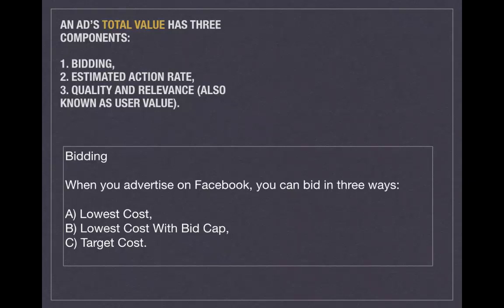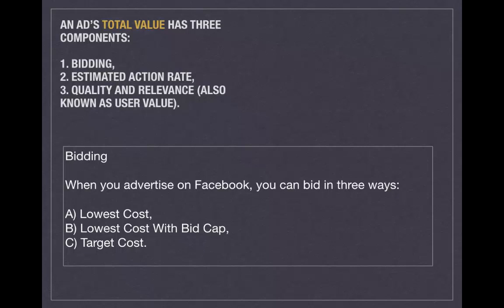Lowest cost with bid cap means that I'm saying to Facebook, you can put the lowest cost, suppose per lead I am targeting. So Facebook is trying to manage the lowest cost per lead, but you are saying, you try for the lowest cost, but it should not be more than 10 rupees per lead, for example. So in this case, what will happen?